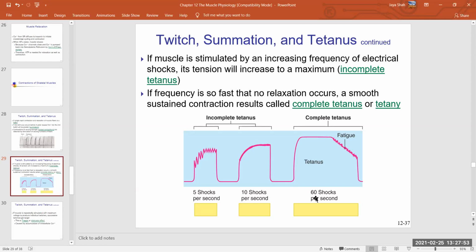So basically, it's like keeping the contraction on hold. So a tetanus isn't necessarily a bad thing, right? Yeah. So tetanus is not a bad thing. That's why I said earlier, don't confuse tetanus with the disease tetanus.